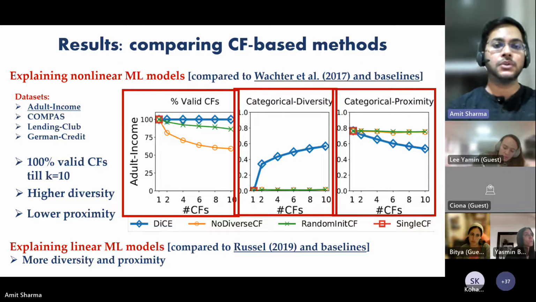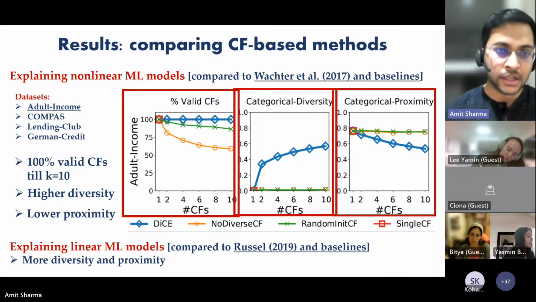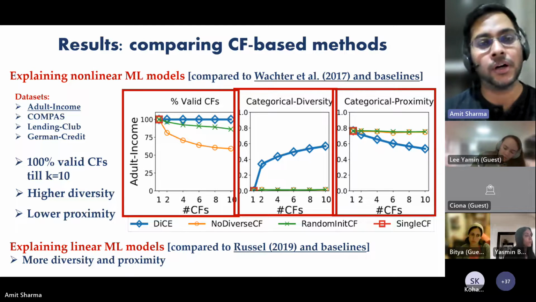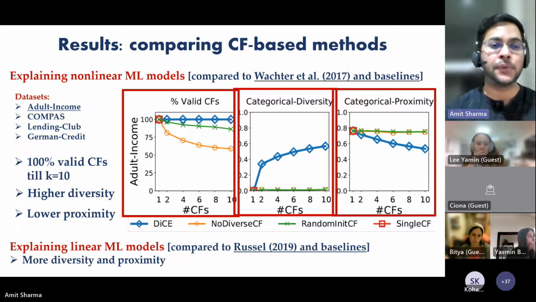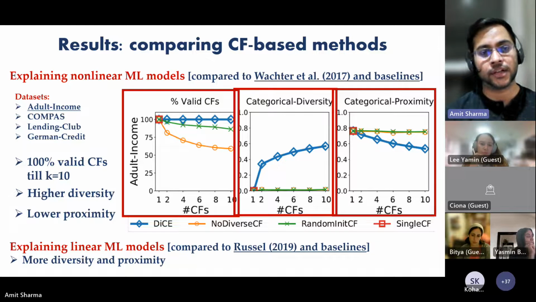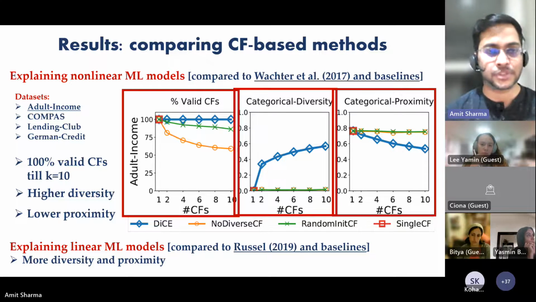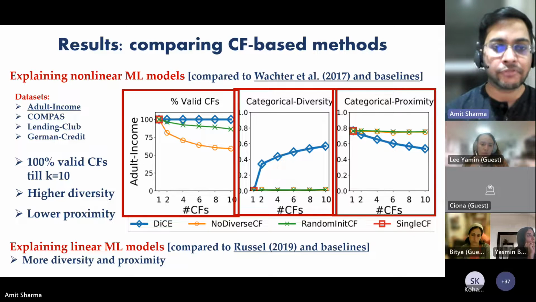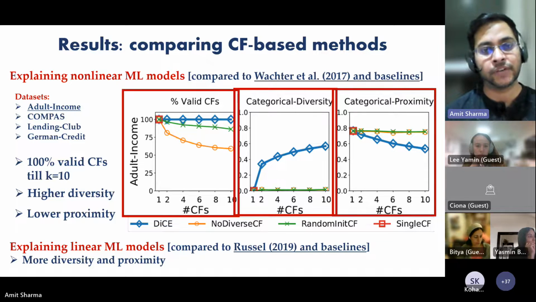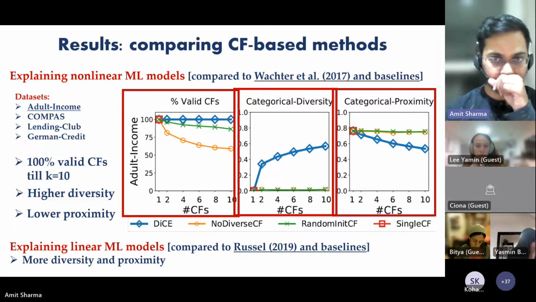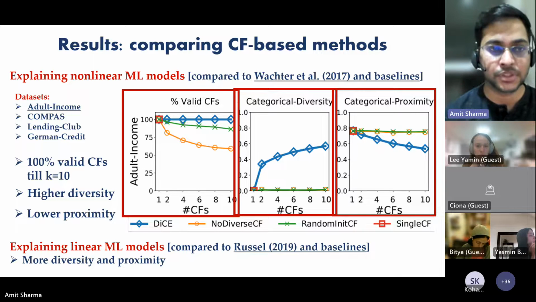So we compared these to a couple of different methods. The first few methods that we compared to were based on linear programming and also based on gradient descent, but not looking at diversity and other kinds of proximity attributes. Here we found that DICE, which is our proposed method, was able to get more valid counterfactuals while also having more diversity and more proximity to the inputs.